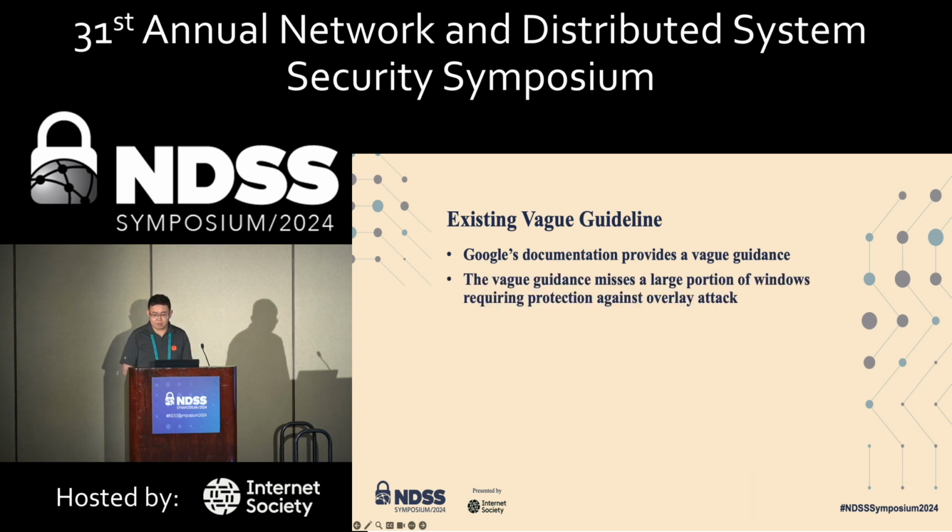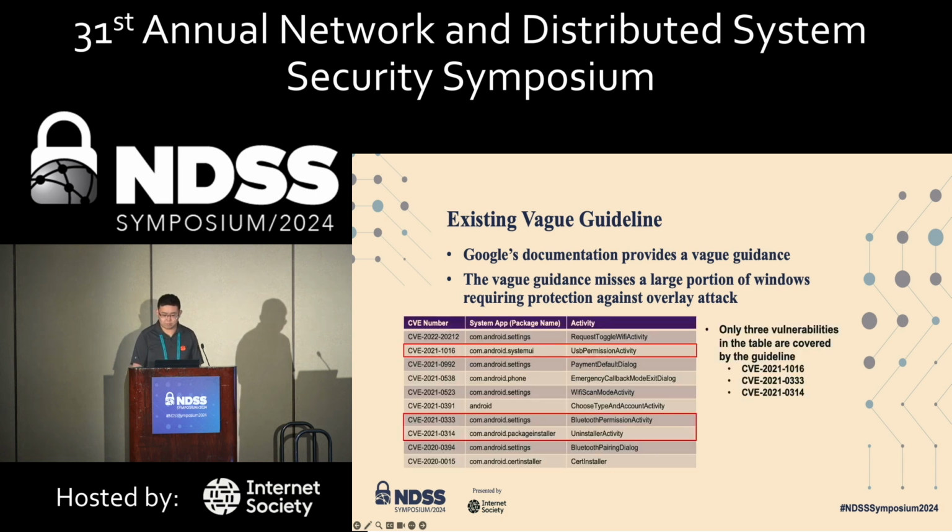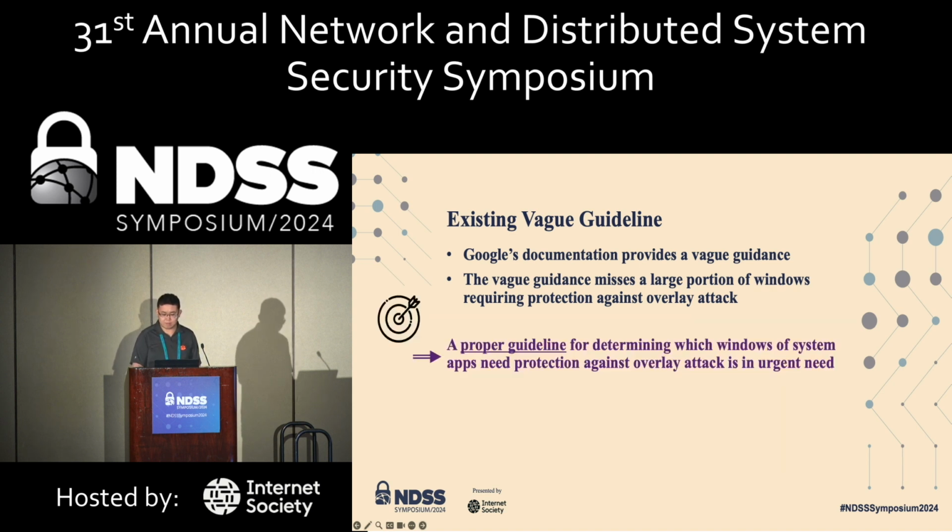The vague guidelines miss a large portion of the windows requiring protection. In particular, among the 10 disclosed cases of system apps windows that miss protection against the overlay attack, the guidance only covers 3 cases. The remaining 7 cases are non-compliant with the existing vague guidance.